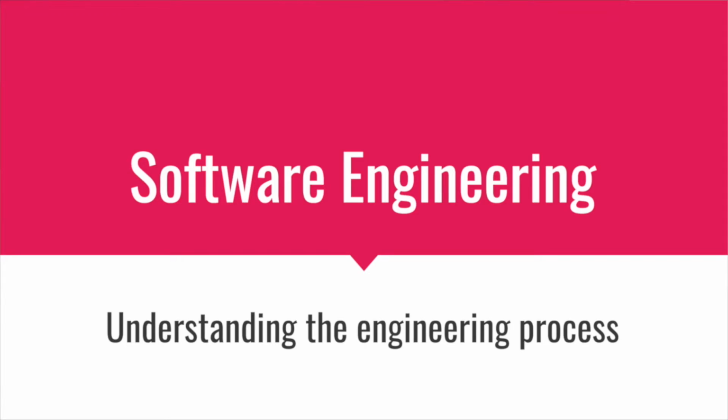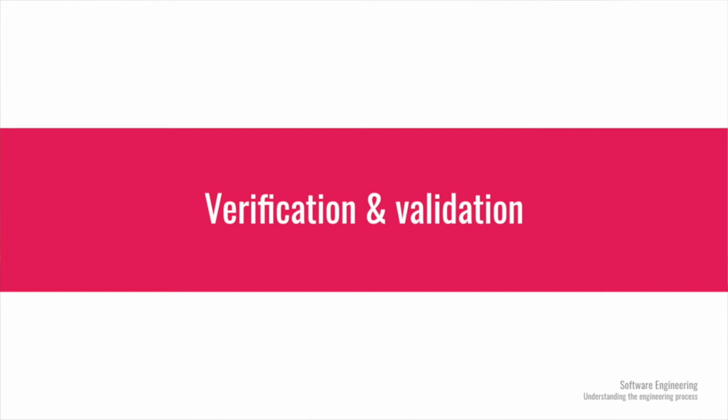Today I'm going to talk to you about software engineering, understanding the engineering process. Firstly, I want to explain a couple of core concepts that I hope will help you understand what software engineering processes try to achieve. Verification and validation. Now this is one of the most important principles for many engineering processes.